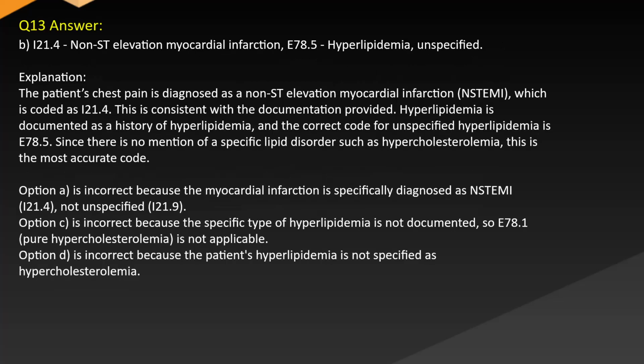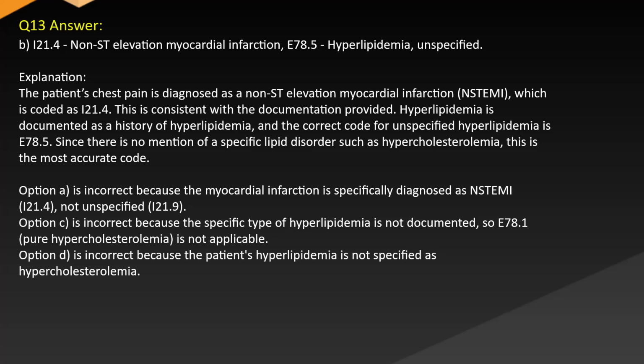Answer B. I21.4. Non-ST elevation myocardial infarction, E78.5. Hyperlipidemia, unspecified. Explanation: the patient's chest pain is diagnosed as non-ST elevation myocardial infarction, NSTEMI, which is coded as I21.4. This is consistent with the documentation provided. Hyperlipidemia is documented as history of hyperlipidemia, and the correct code for unspecified hyperlipidemia is E78.5. Since there is no mention of a specific lipid disorder such as hypercholesterolemia, this is the most accurate code.